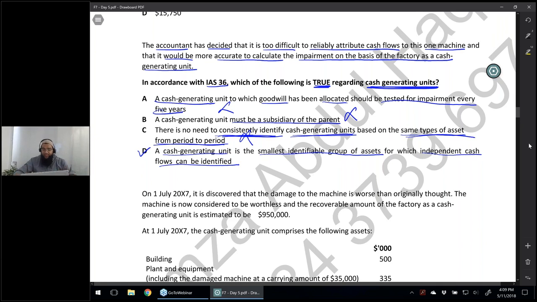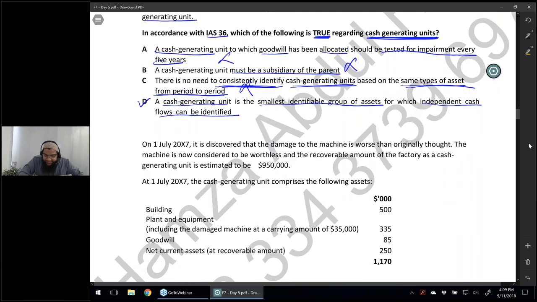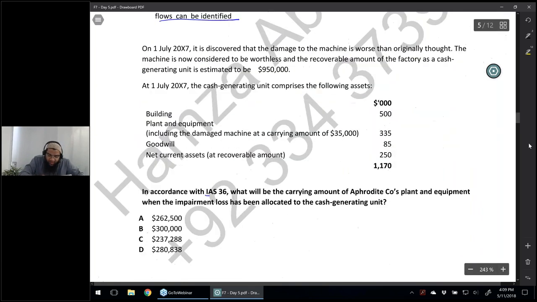Now let's calculate another question. The question's requirement is that in accordance with IAS 36, what will be the carrying amount of a company's plant and equipment when impairment loss has been allocated to the cash generating unit? So this question again relates to the CGU. The question says that on 1st July 2007, it is discovered that the damage to the machine is worse than originally thought. The machine is now considered to be worthless, which means that it has no value.